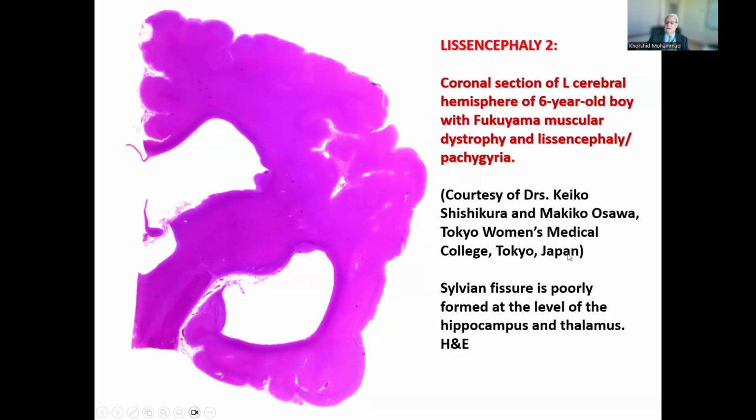This is a case that was sent to me many years ago from the Tokyo Women's Medical College. Some colleagues in that institution, Dr. Kaiko Shishikura was the neuropathologist, and Makiko Osawa was head of pediatric neurology at that medical school.